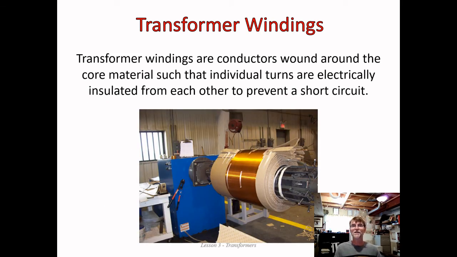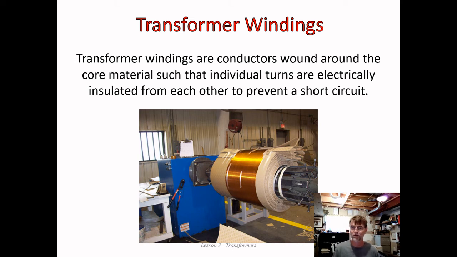So that is the core material. That is what helps us focus our lines of flux. Now let's change the conversation to the windings themselves, the piece of wire that we use to create the coils. Transformer windings are conductors which are wound around the core material. The individual turns are electrically insulated from each other to prevent a short circuit.